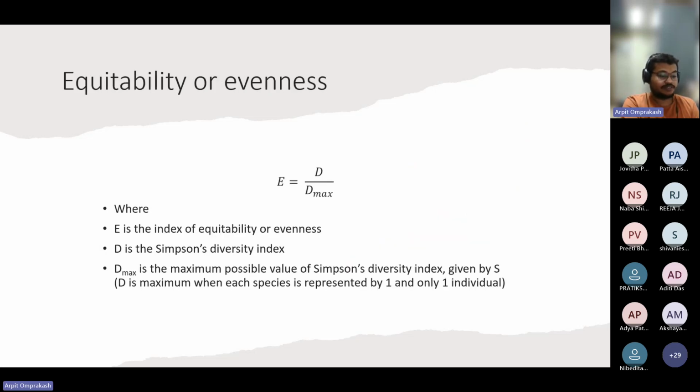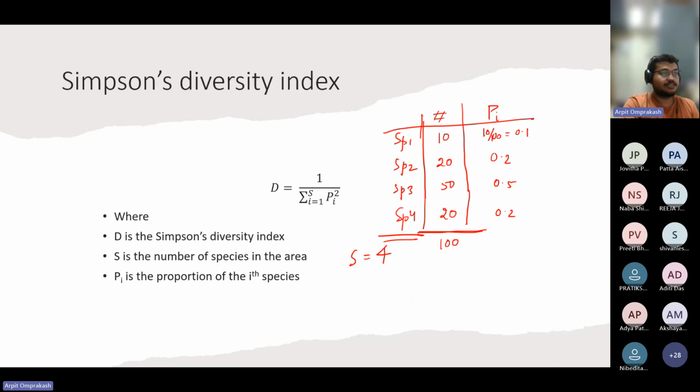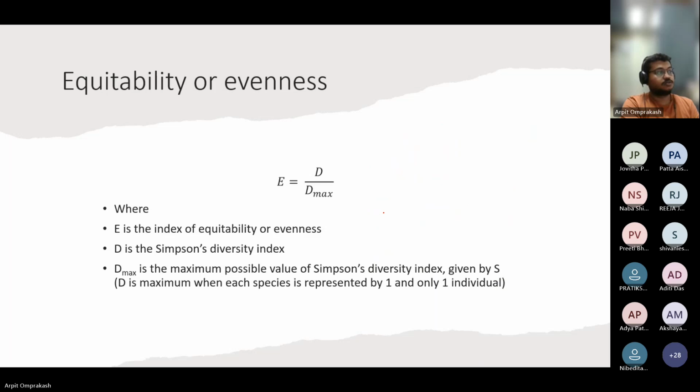Now, Simpson's diversity index gives you the diversity, but to find out the evenness or the equitability of that area, what you do is you take a ratio of whatever value you calculated to the maximum value that is possible in that given area. Okay, for that given number of species S. So D for Simpson's index is maximum when each species is represented by only one individual. So in this case, Dmax will be obtained when we have one individual of each of the species. So what you do is the value that you get, you divide it by the maximum value that you can get, and that is basically the equitability or the evenness.